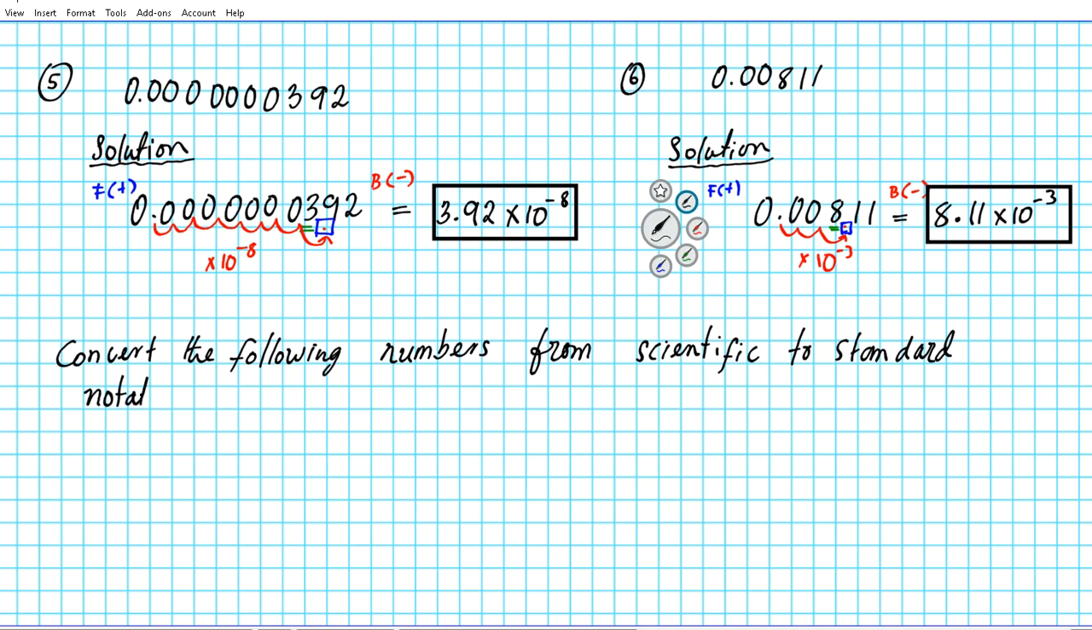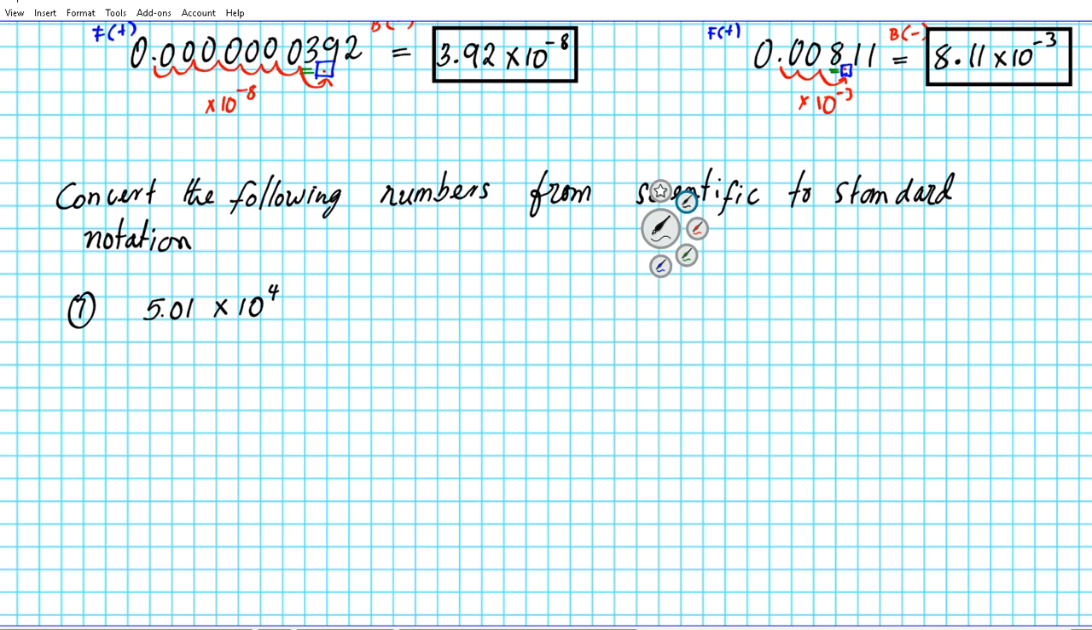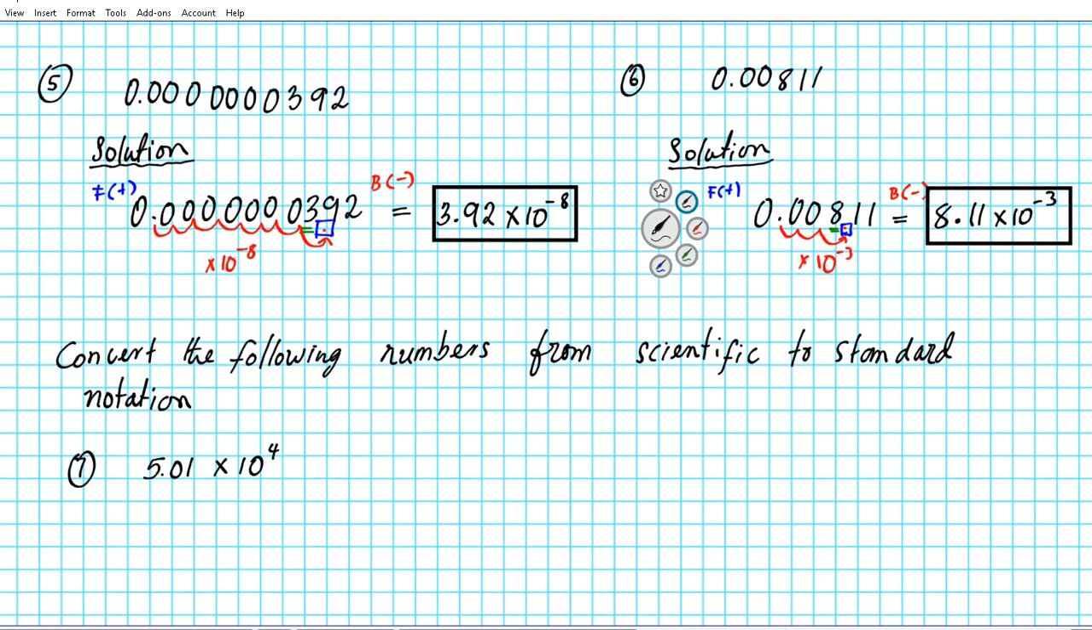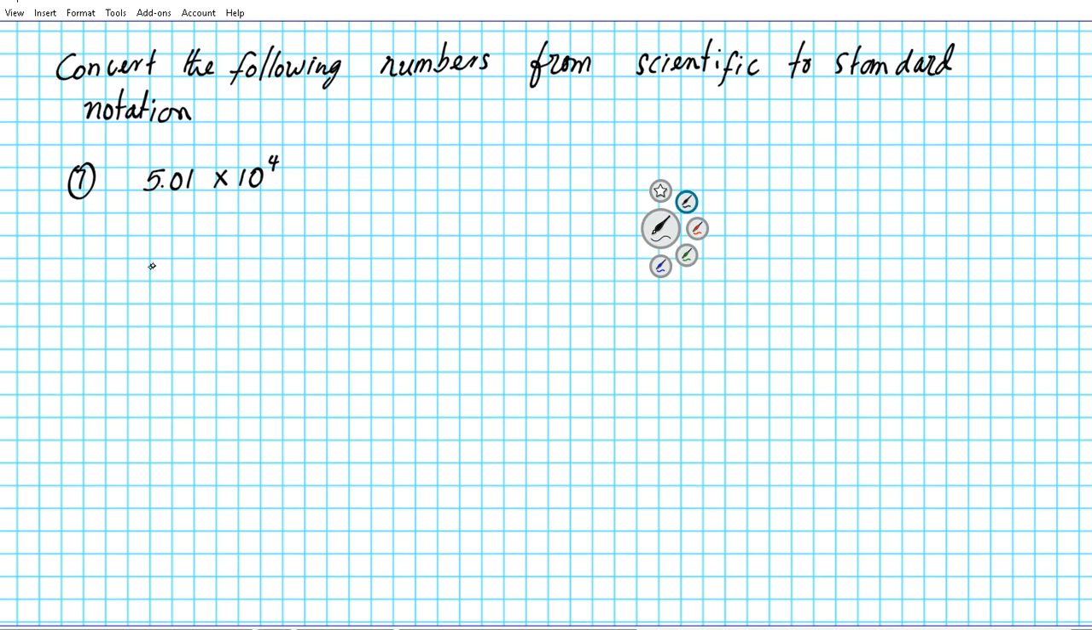Alright, so to get us started, for number 7, what if we have 5.01 multiplied by 10 to the 4th power? How do we change this to standard notation? To do this, we just have to remember the directions of our move and what standard notation is. So we have 5.01 times 10 raised to the 4th.